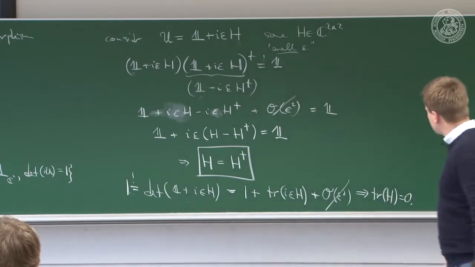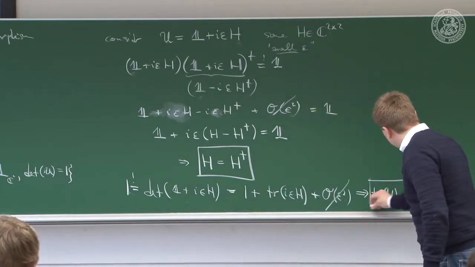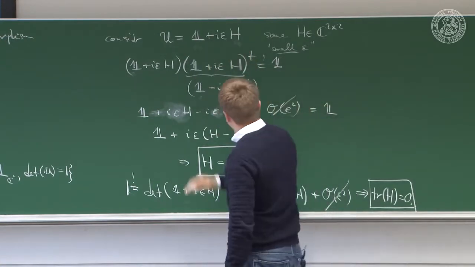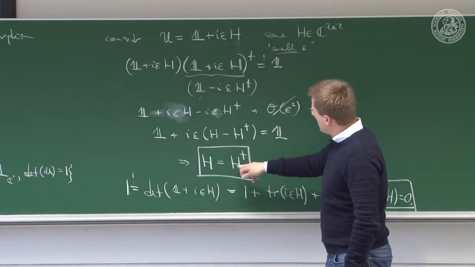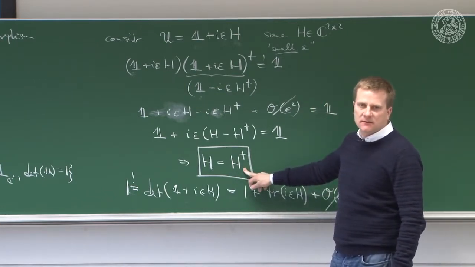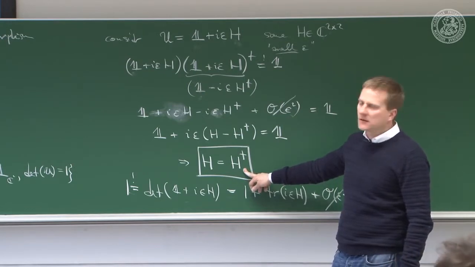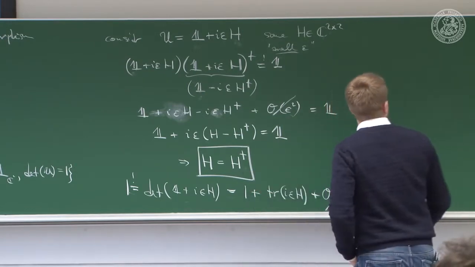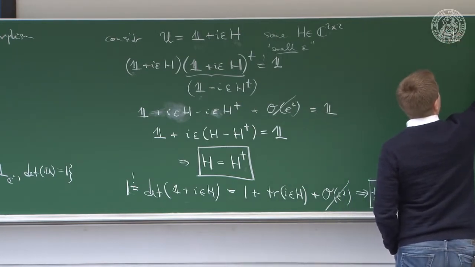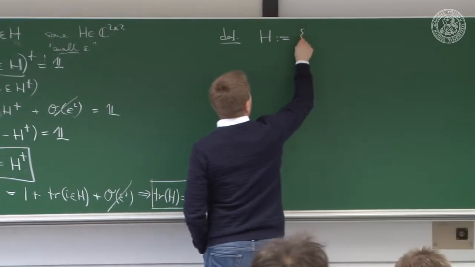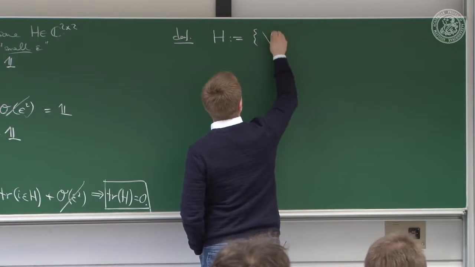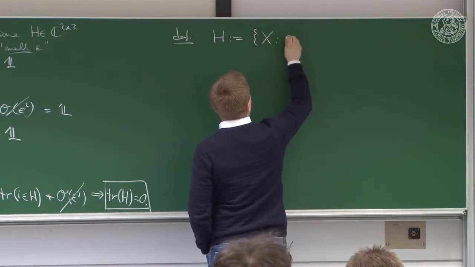Okay? So what we found is that the tangent vectors at the identity are traceless Hermitian matrices in 2 dimensions. Okay? And this space deserves a name, so define H to be the space of all the, how to call them, X's, capital X's. These are matrices.